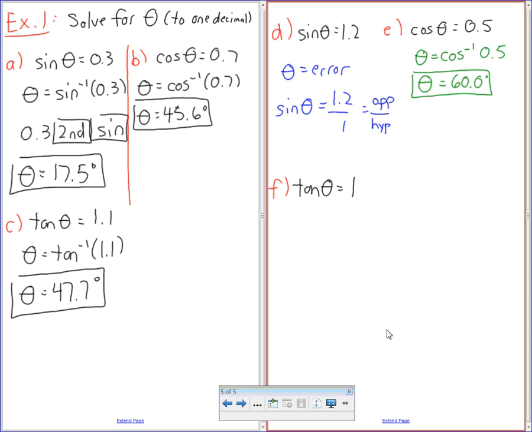Your calculator should. Can someone do the last one, please? Yeah, go ahead. 45 degrees, good. Theta equals tan inverse of 1, so theta equals 45.0. Okay, and there are some nice angles that work beautifully and give nice answers here. There aren't many, but there are a few that will work out nicely: 45, 60, 30.